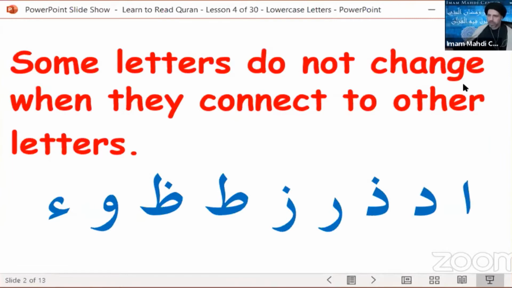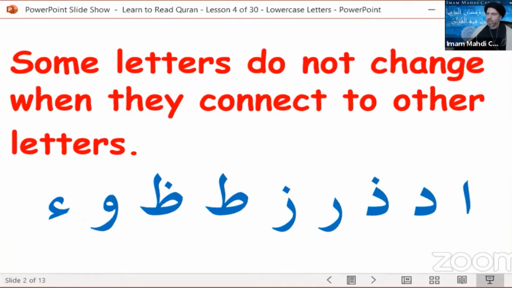in Arabic as well. Now, when it comes to the lowercase letters, some letters do not change. What happens when a letter goes from a capital letter to a lowercase letter? It happens when it connects with another letter in a certain way. However, there are certain letters of the Arabic alphabet whose shape will not change whether they are by themselves or they're connected to another letter.